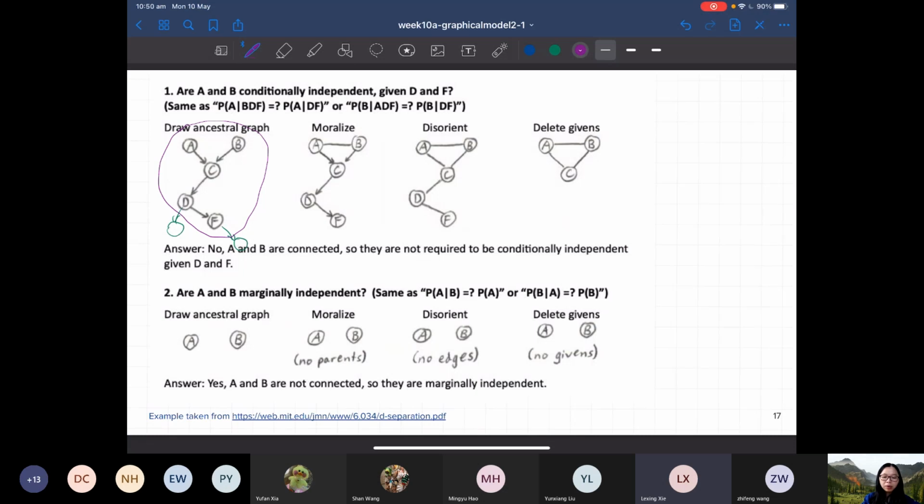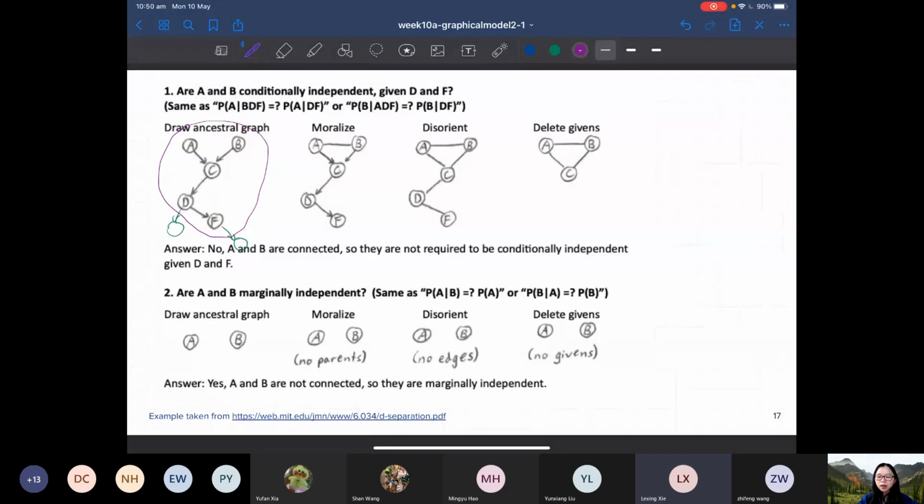We moralize this graph by looking at each node and then connecting their common parents. In this case, we only need to moralize A and B because they are co-parents of C. And then we disorient by simply deleting all of the arrows of the edges. We end up with this graph, right?